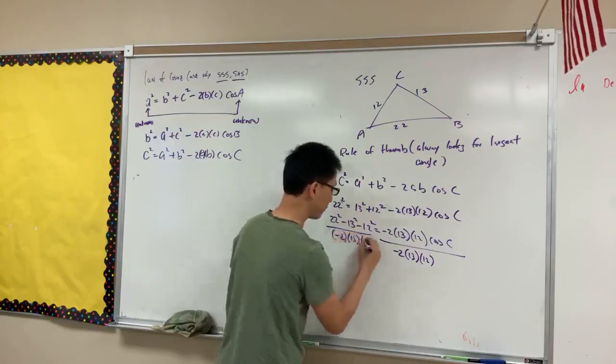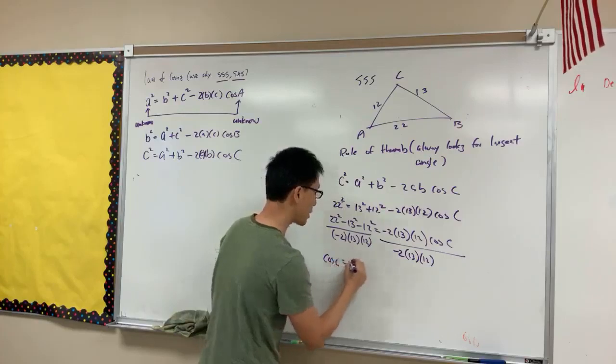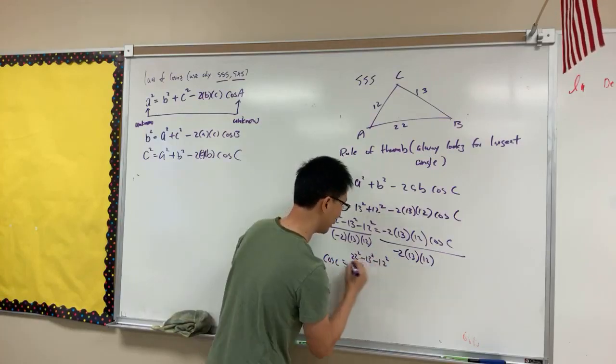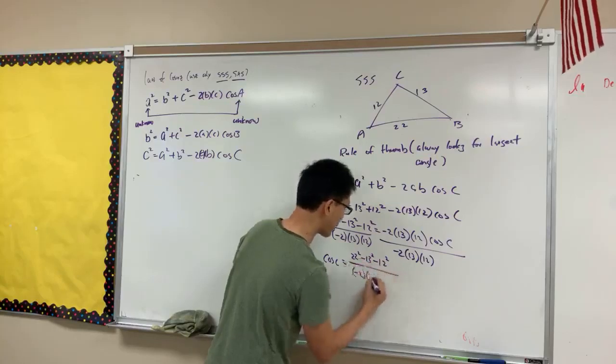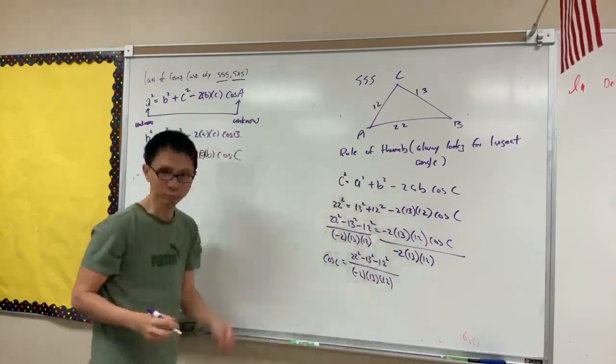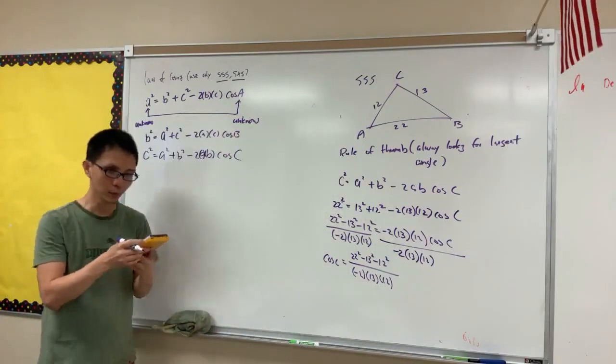So that's going to be cosine of C is equal to 22 squared minus 13 squared minus 12 squared over negative 2 times 13 times 12. I have a question. Why can't you just do the a squared?